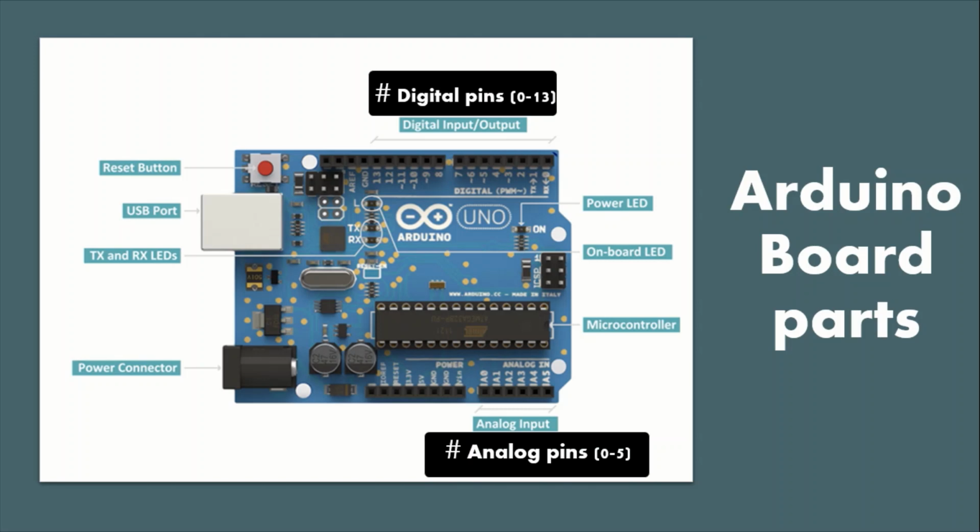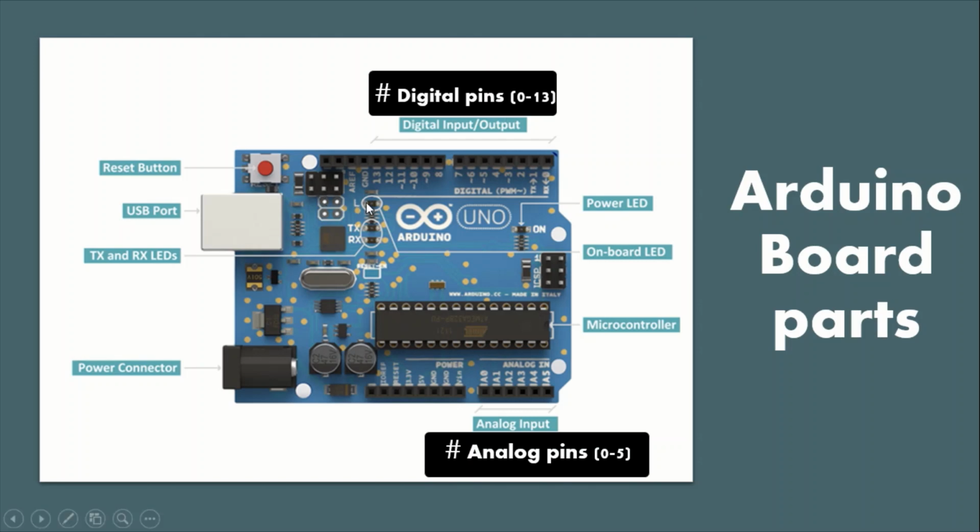First of all, you have to know that there are 14 digital pins starting from 0 till 13. They are considered as input and output, and also there are 6 analog pins. They are only input. The difference between digital and analog will be explained in the coming videos. Also, the difference between input and output also will be explained in the coming videos, so don't worry. Now let's focus on the other things.